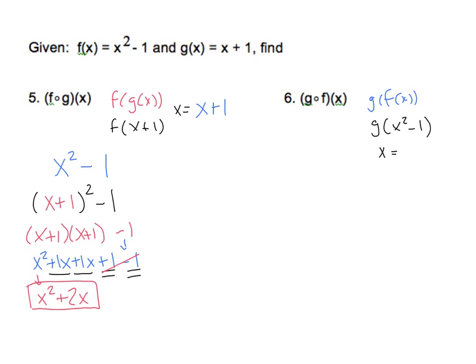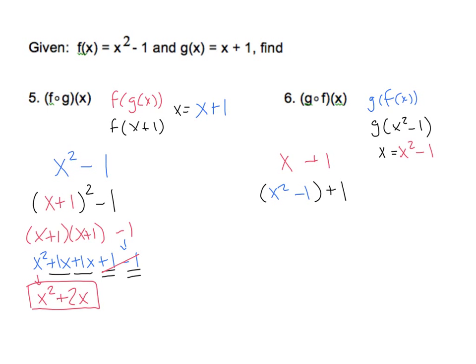All right, number 6. Same concept, but this time it's g of f of x. So notice I've written out g of f of x. F of x is x squared minus 1, so I wrote that expression here. Okay, so what we discover is that x is going to be equivalent to x squared minus 1. So I'm going to write our g of x value, which is x plus 1. And where the x is, we're substituting in what we discovered it to be, which is x squared minus 1.